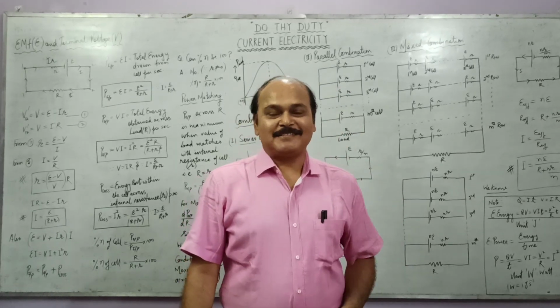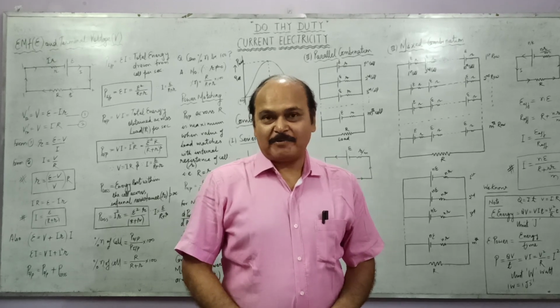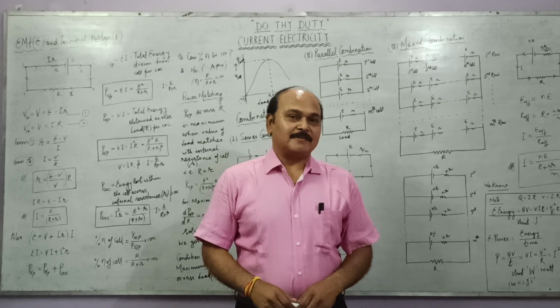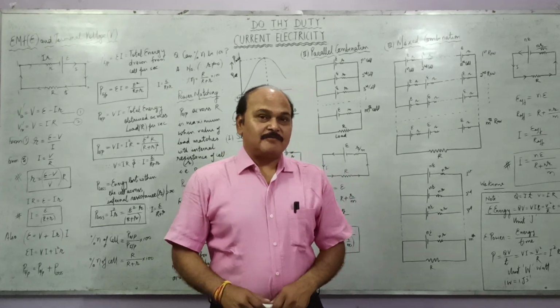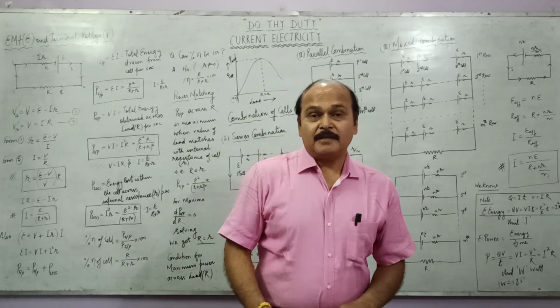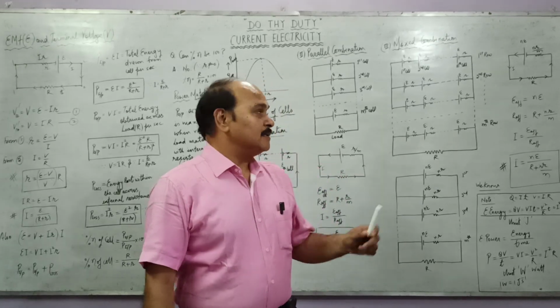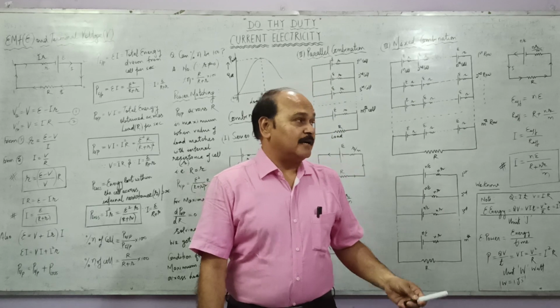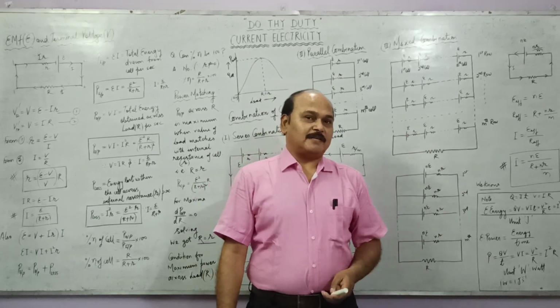Today in the class, we'll study two things. Number one, we'll continue our discussion of cells, which we started last time. And the second thing, which we would be doing today, would be combination of cells: series combination of cells, parallel combination, and finally mixed combination of cells.